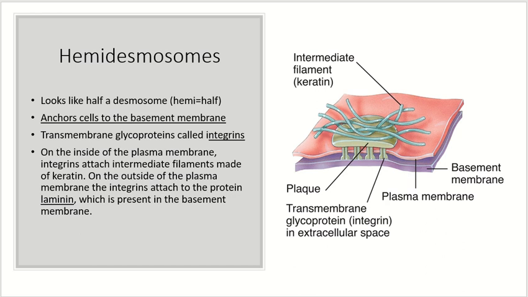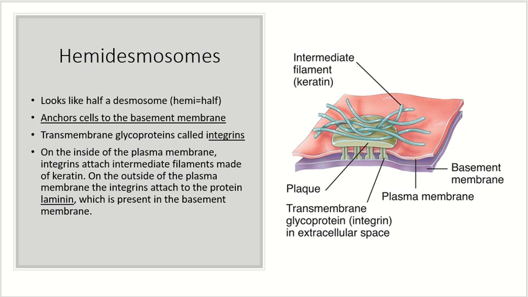Our fourth type of cell junction is called a hemidesmosome. These are going to look like half of a desmosome. Hemi means half, so when we talk about a V8 Hemi, something about that has been halved. I don't know anything about cars, but hemi means half. So these are basically half of a desmosome.